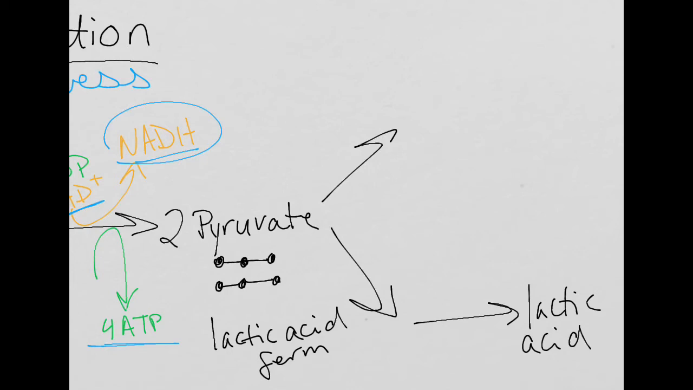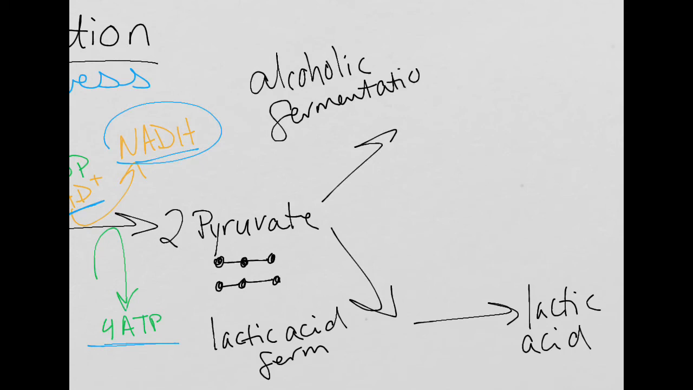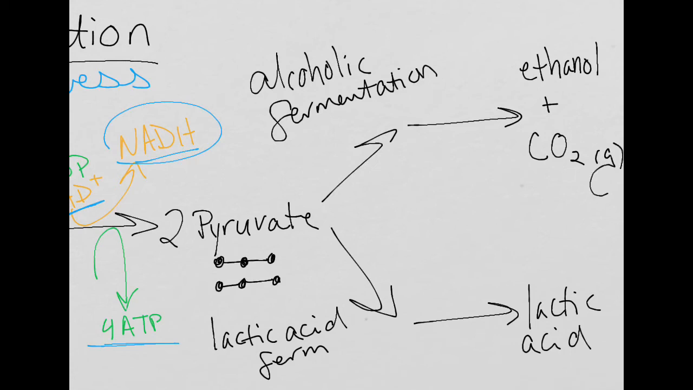The other form of fermentation that we're going to discuss is alcoholic fermentation, in which case we end up getting ethanol and carbon dioxide as a gas. And same thing, you don't need to know anything else that's made. All you need to know is that NADH is used for both of these.